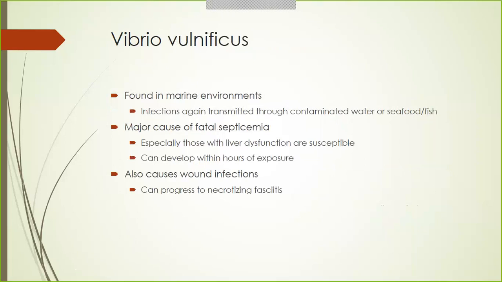And then Vibrio vulnificus, also contaminated water or seafood, fish. This is a huge cause of septicemia that is very deadly to the patient. So that's the big worry with vulnificus, what we call fatal septicemia. A lot of times it can develop very rapidly upon exposure. It results quickly in septicemia and causes liver dysfunction along with it. You can get it through wound infections, and then it can go to necrotizing fasciitis. So it is a nasty little bugger. It is not to be taken lightly, that's for sure. Okay, so those are your three main Vibrio organisms that you need to know.